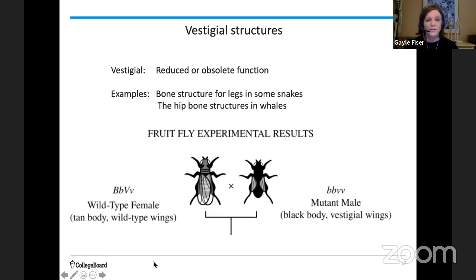All right, vestigial structures. So vestigial means reduced or obsolete function, and some examples are bone structure for legs in some snakes, and the hip bone structures in whales. And in this particular diagram, you'll see that it says it's a mutant male, and he has vestigial wings. Well, those wings will not allow him to fly, yet he still has wings.